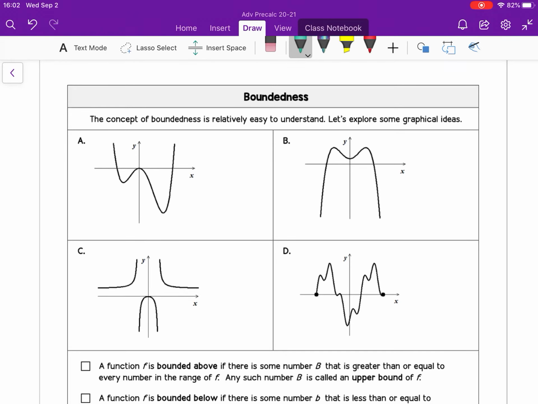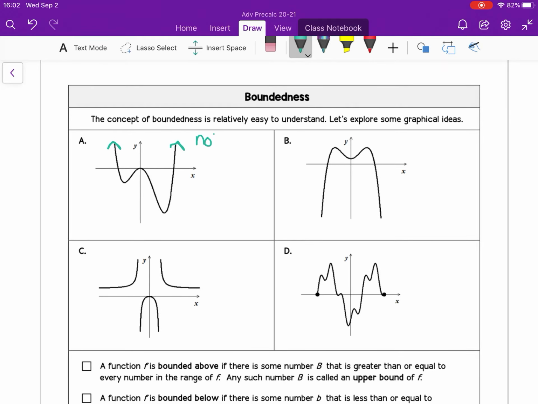All right, we have reached our last video of 1.3 notes, boundedness. And again, we are not going into super detail on these type of things. We are just looking at a graph and deciding whether it is bounded or not and what type of boundedness it is. So this particular graph goes on and on and on forever above, so at the top. So we say it's not bounded above, but it is bounded below.